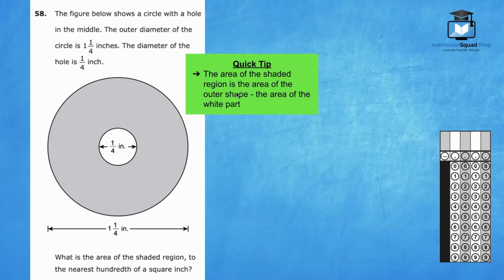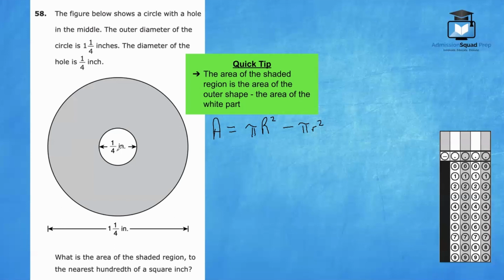Here's our quick tip. The area of the shaded region is the area of the outer shape minus the area of the white part. We have two circles here. Let's write out our equation. So the area of the shaded region will be pi times the larger radius squared minus pi times the smaller radius squared. Let's calculate the radius.